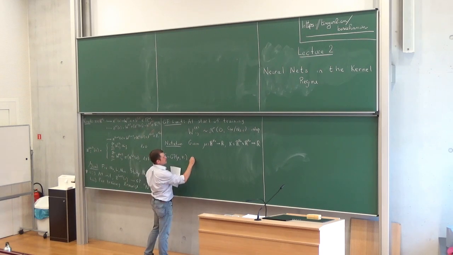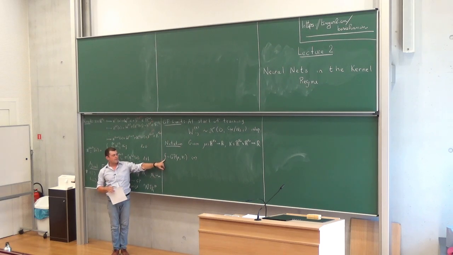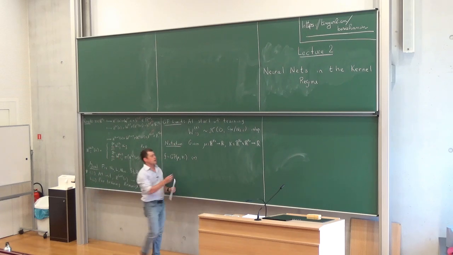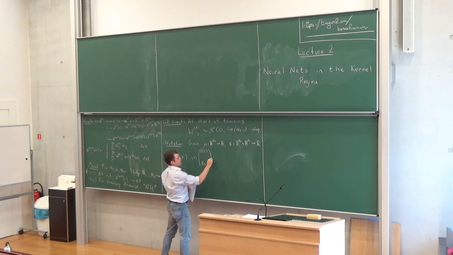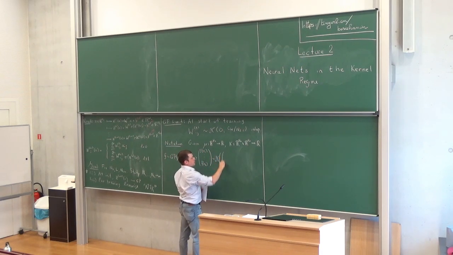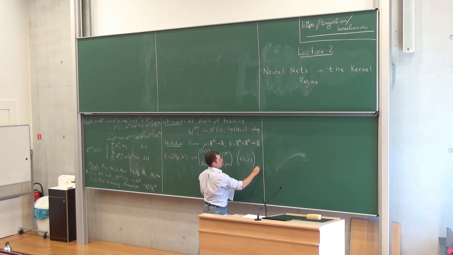In case you've never seen this definition, if and only if the values I get by evaluating f on any finite number of inputs are Gaussian vectors. f is a random function, and they're going to have this mean and this covariance. So the vector you get when you evaluate f at some collection of points, f of x1 up to f of xk, is going to be Gaussian with mean vector mu of x1 down to mu of xk, and covariance given by k of xi, xj, for i and j between 1 and k.